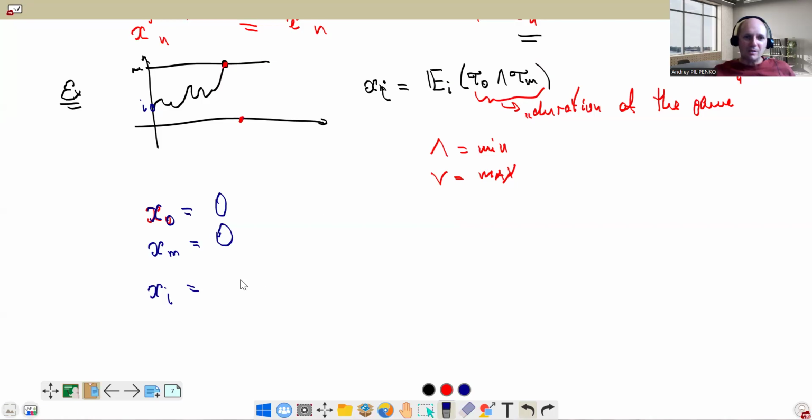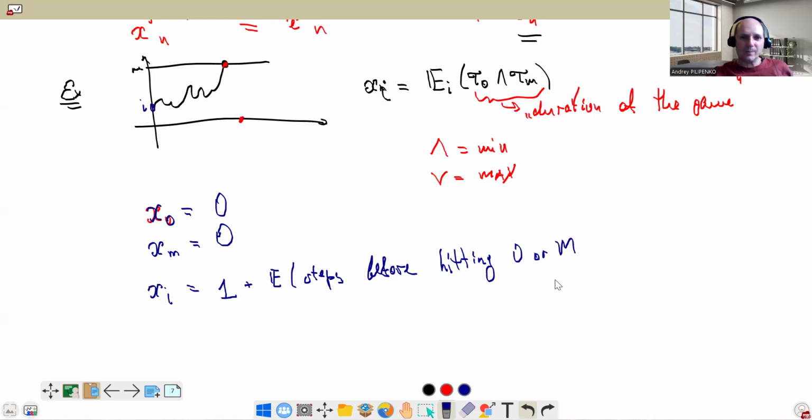So xi is 1 plus the expectation of other steps, the expectation of steps before hitting 0 or m, but we count steps from the first one. Count steps after the first step.